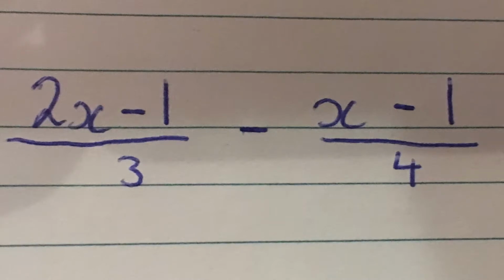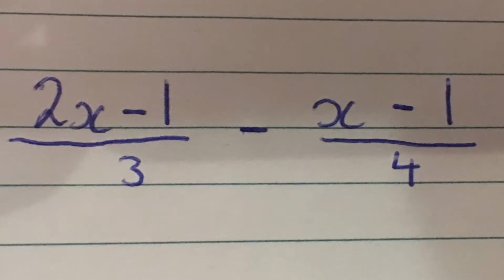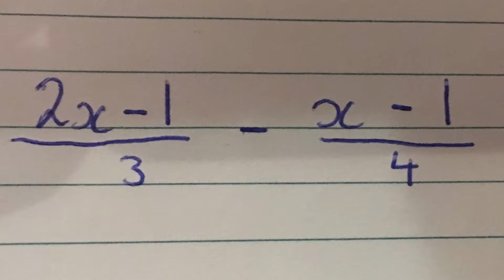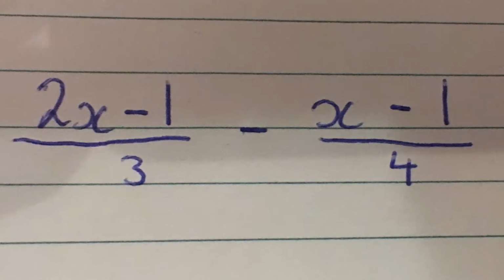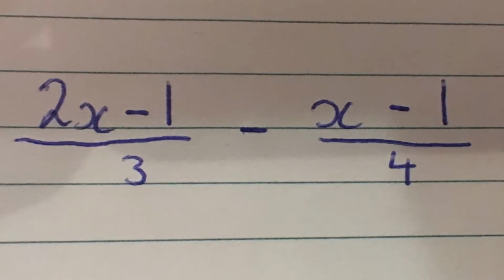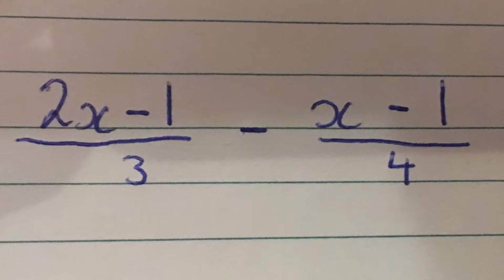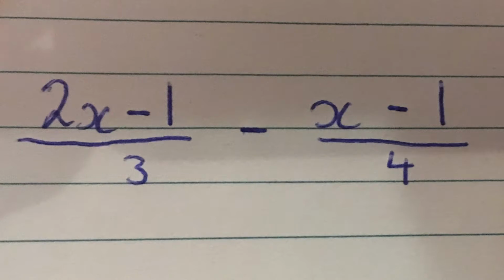Now, the second thing to keep in mind is to make sure that when you've got a negative outside of a bracket, that you expand that the whole way through. Now, back to our first step, we're going to find the lowest common denominator for these two fractions.